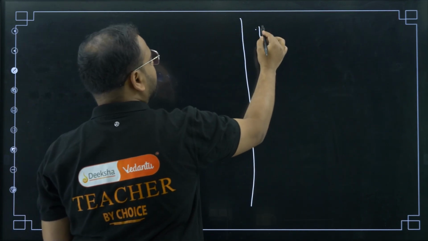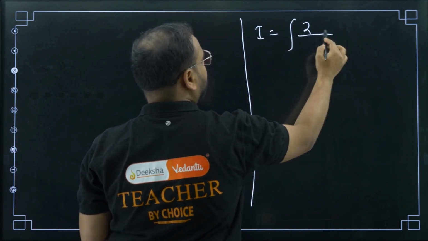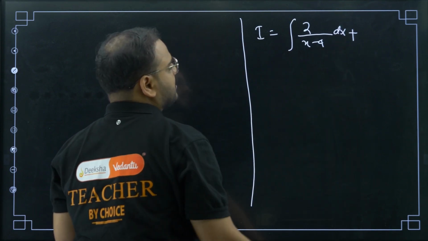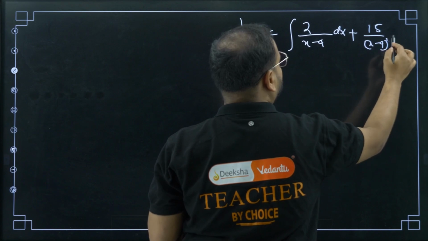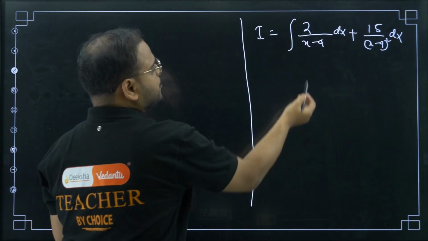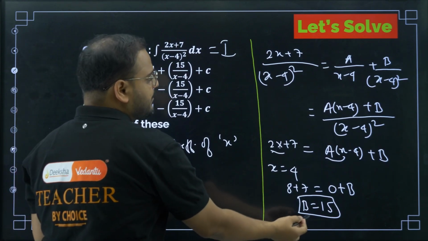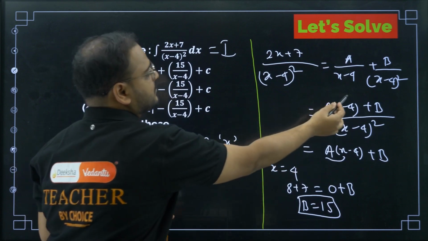I as I equals to integral of what, bacha, tell me? 2 upon x minus 4 dx plus what is this? 15 upon x minus 4 the whole square dx. Am I right? Please have a look. A upon x minus 4. So 2 upon x minus 4 because a is 2, and b is 15. So 15 upon x minus 4 the whole square again in the integration for this fraction.